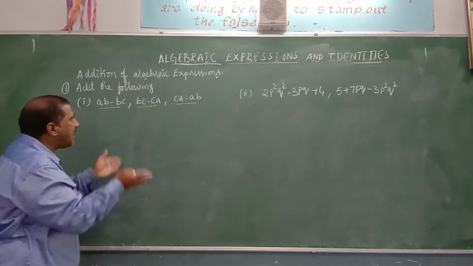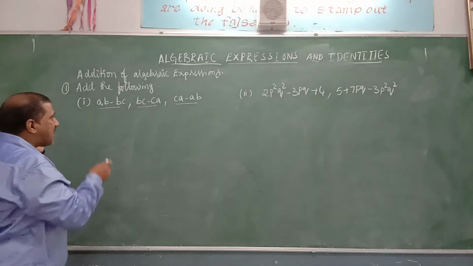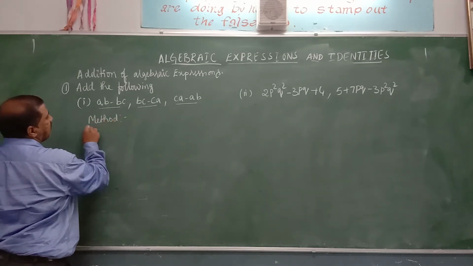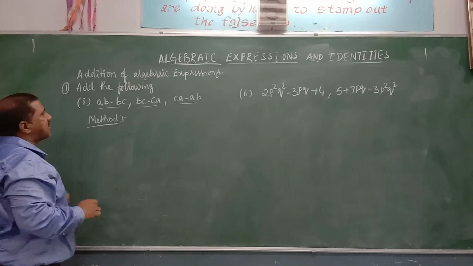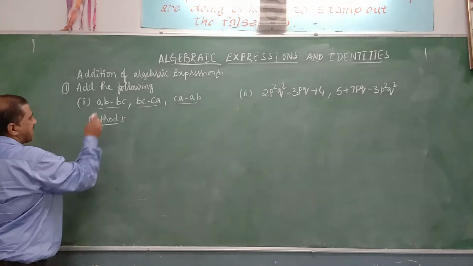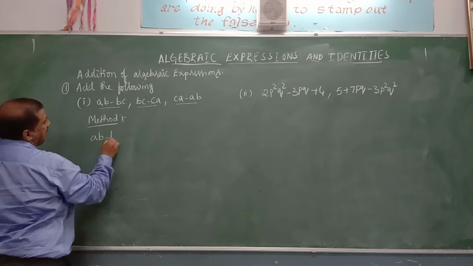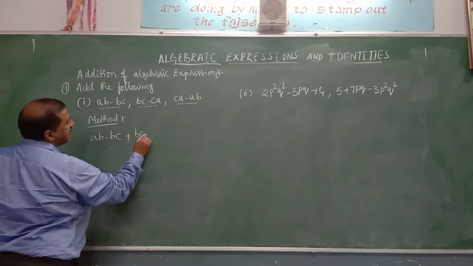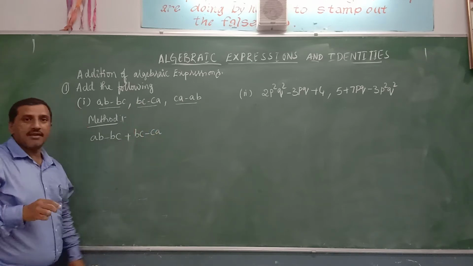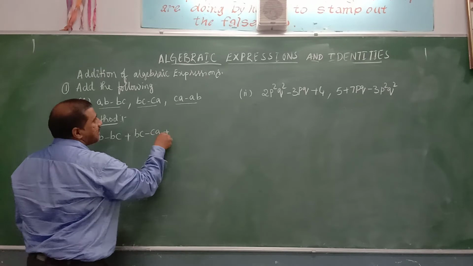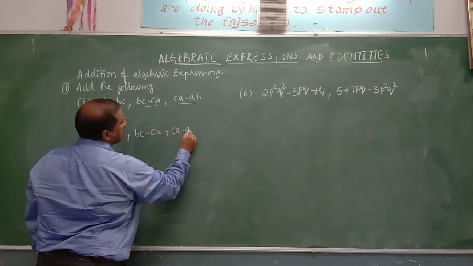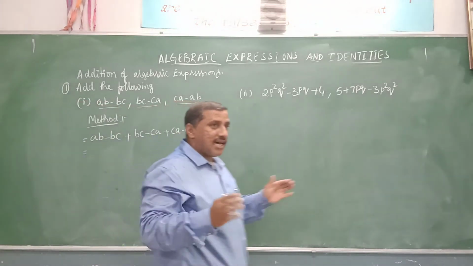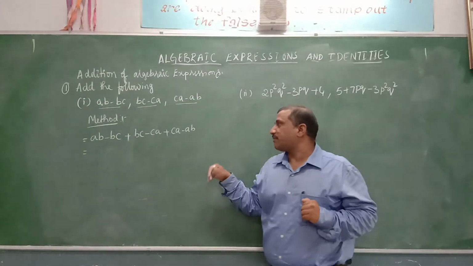How to add these three algebraic expressions? In method 1, that is the column method, we will write all the algebraic expressions: AB minus BC, the first expression, plus the second expression BC minus CA, plus the third expression CA minus AB. Now the first step is to write all the algebraic expressions with the plus sign.